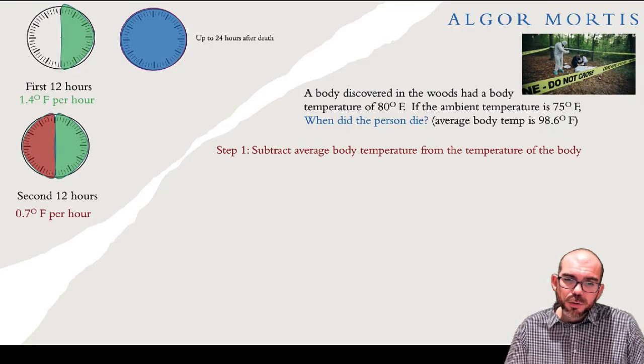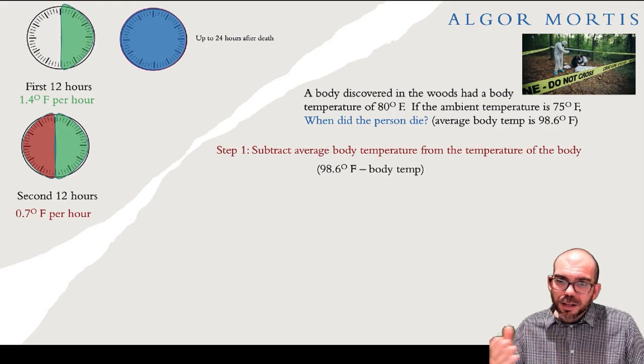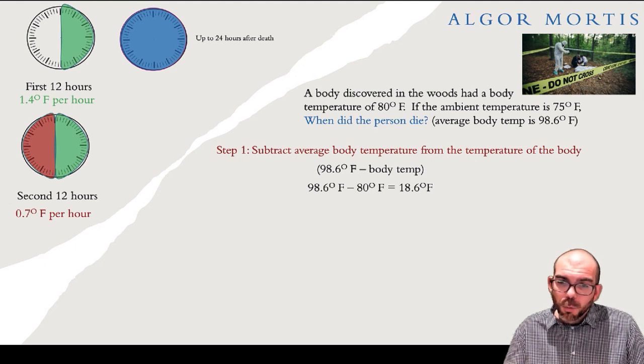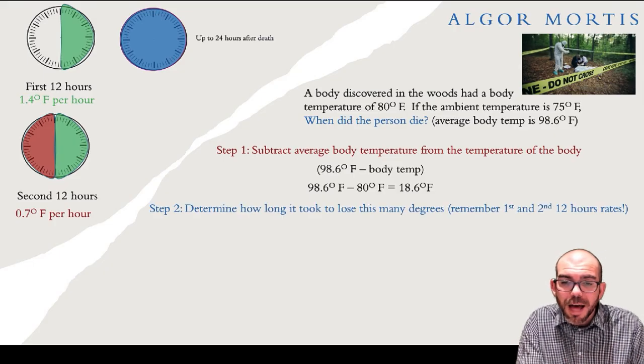The first thing you want to do is subtract the average body temperature from the temperature of the body when you discover it. Doing that in this example, I'm going to take the assumed average body temperature of 98.6 degrees Fahrenheit and subtract it from the body temp that I discovered the body at, which was 80 degrees Fahrenheit. That gives me 18.6 degrees Fahrenheit. What does that mean? That means that this body has lost 18.6 degrees Fahrenheit since the individual deceased. To give me an accurate PMI, the next step I need to do is determine how long it took for this individual to lose that many degrees.